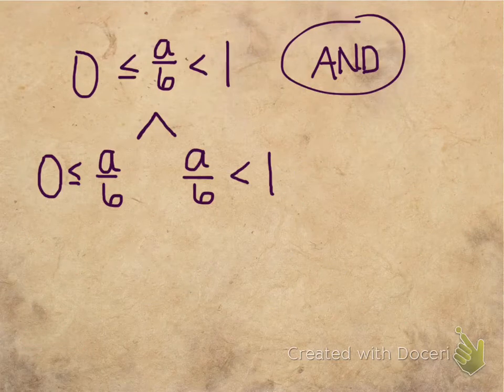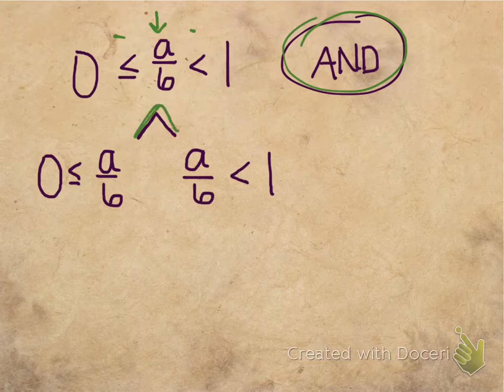Okay, now we're on the last page of your packet, and our goal is going to be to finish this and turn the packet in today. So this, I believe, is question number 1. Since I have one variable but two inequality symbols, I know that this is going to be an and inequality. So I'm going to go ahead and split it into two.